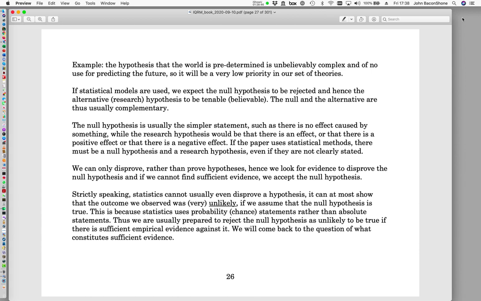Right? We will talk about that in much more detail later on. So if a paper uses statistical methods, there must be a null hypothesis and a research hypothesis, even if they're not clearly stated. But notice that this whole process here is not symmetrical. We can only disprove hypotheses, we cannot prove them.